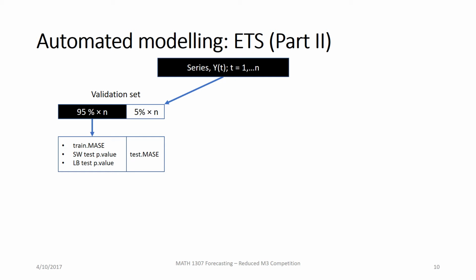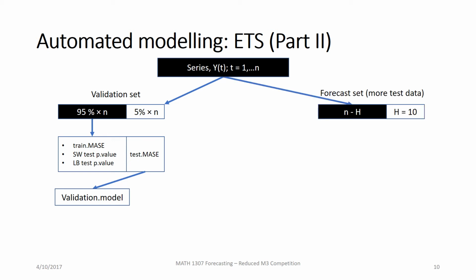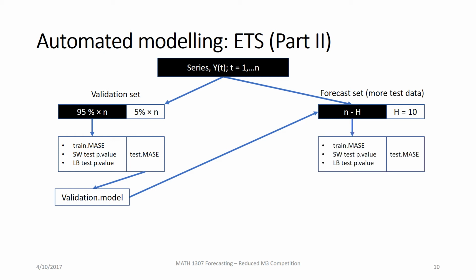Based on the test means result, we choose the model with the minimum means and we call this the validation model. In the second step, we create a forecast set by holding out the last 10 periods. Say we have 100 time points, we hold the last 10 as test data and we leave the first 90 to train the model. Note that we have more observations in the test data set compared to the validation set. Then we train the validation models using the trained data set from the forecast set and calculate the testing phase.